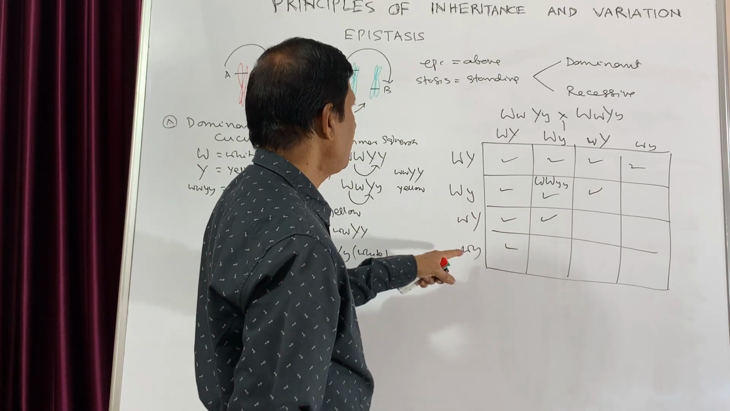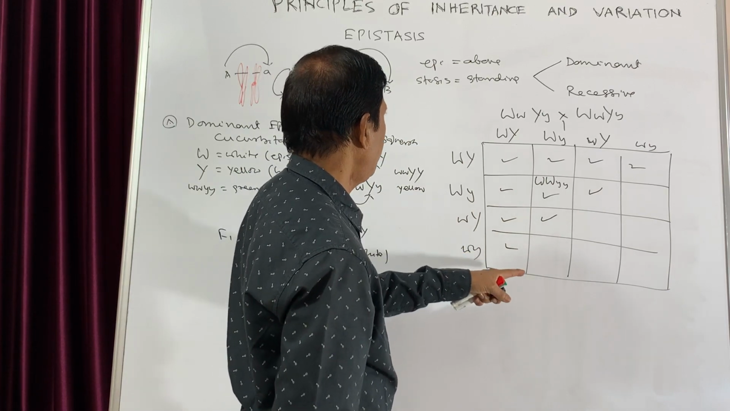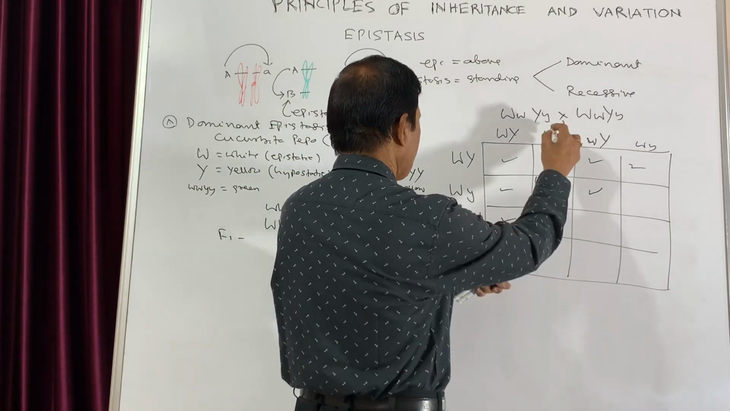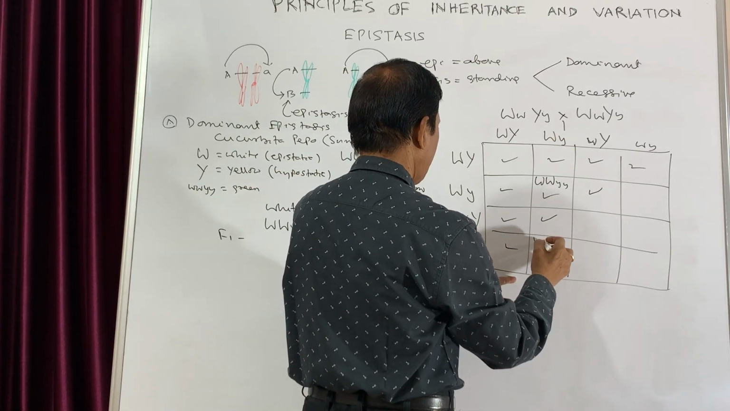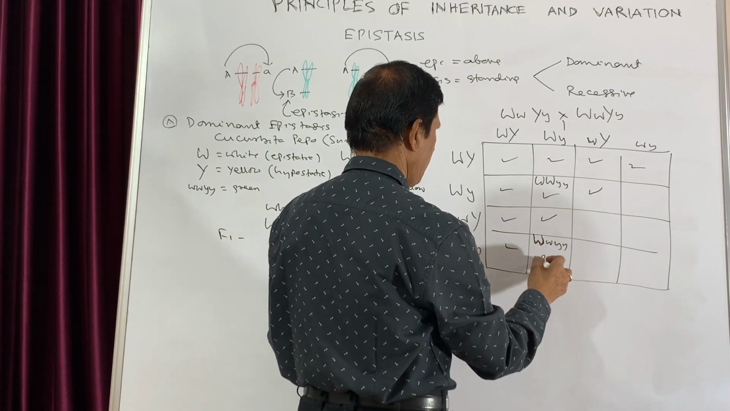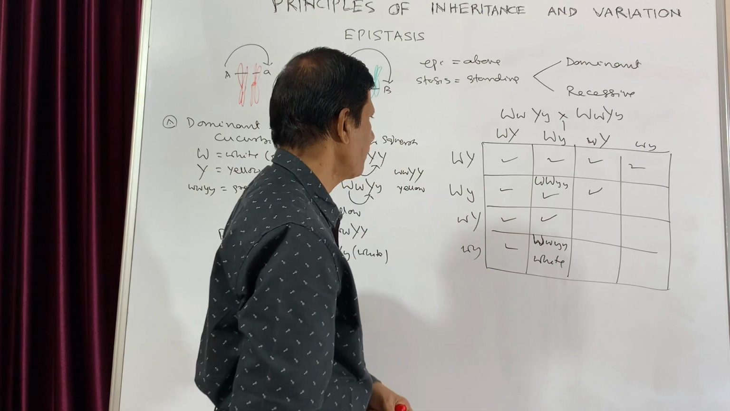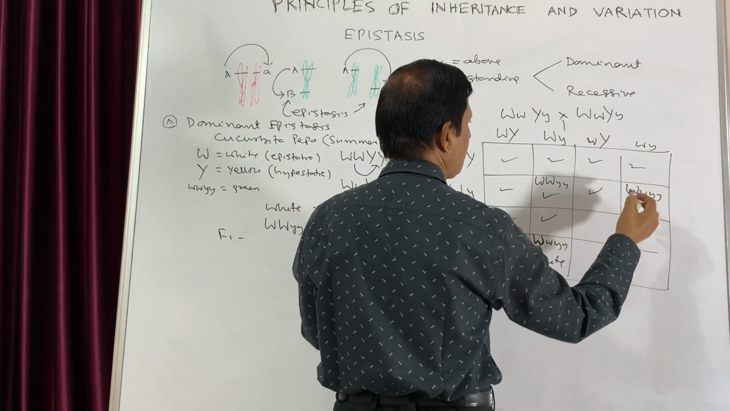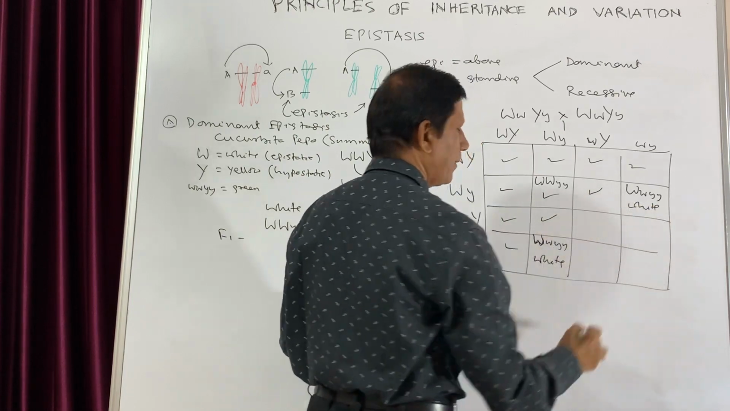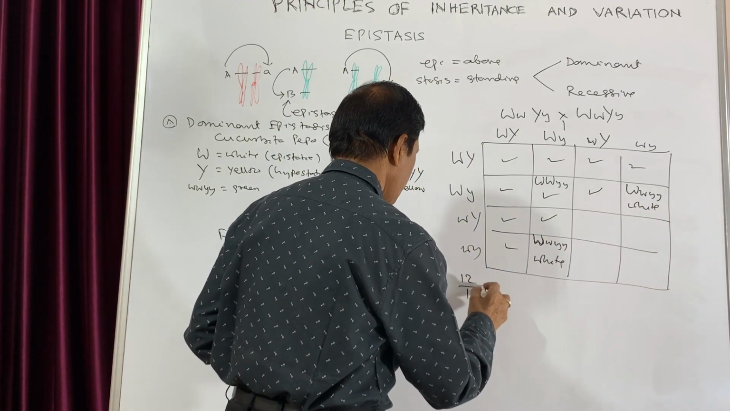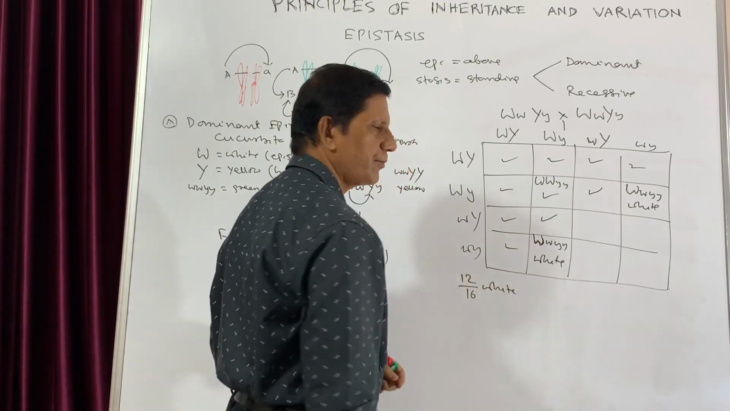Then again you see at this place, here capital W is there, capital W is there, small w, small y. So this will also be white in color. And again this one, capital W, small y. So this will be white in color. That means at 12 places it is white in color.